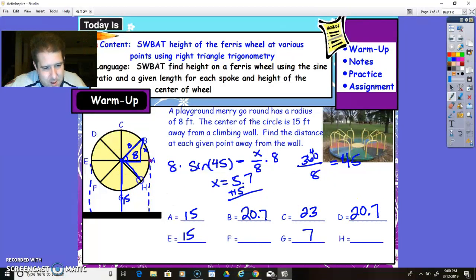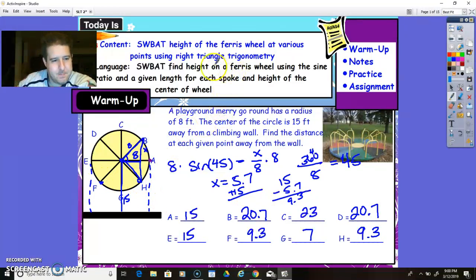And remember from the last video that this triangle is an exact mirror image of the other triangle, only it's 5.7 below the center height. So it's 15 minus 5.7, which gives you 9.3. So if H is 9.3, and so is F, because these two positions are equal height because they are the exact same triangle. That triangle and this triangle are perfect reflections over this spoke right here, or you could say what would be the y-axis.